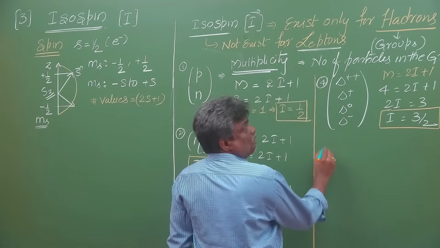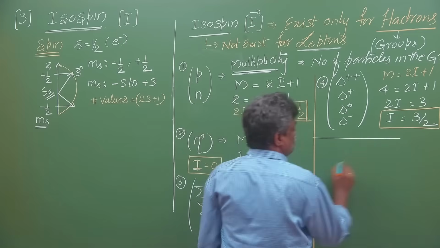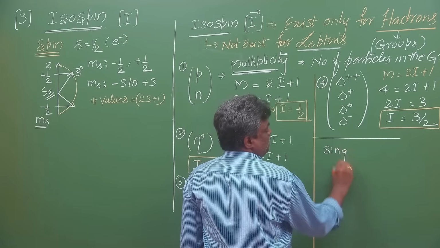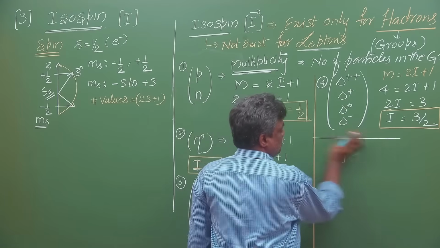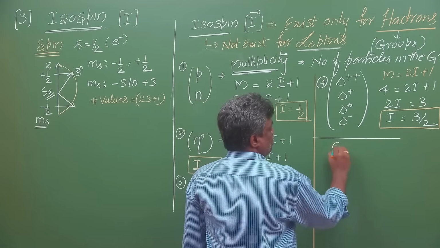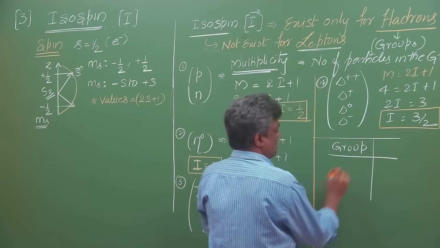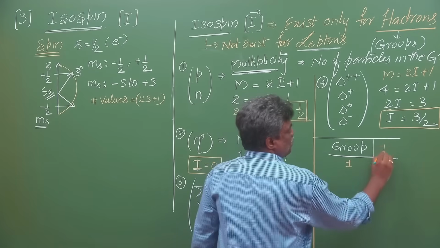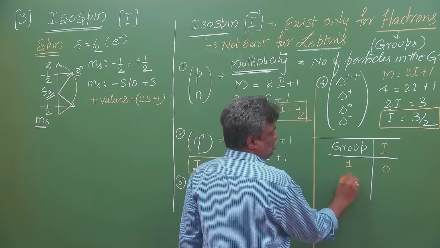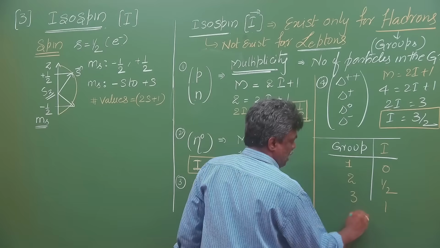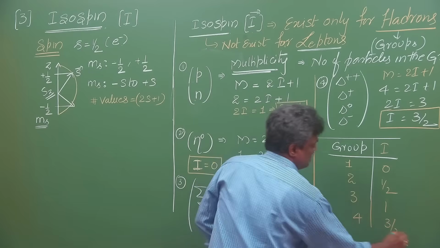Wait, one minute. How to remember this isospin? Single particle, group. Wait a minute, listen. Group. How many are there in the group? 1. So what is the isospin? 2 are there. 3 are there. 1. 4 are there. That's good. Come on, very good.